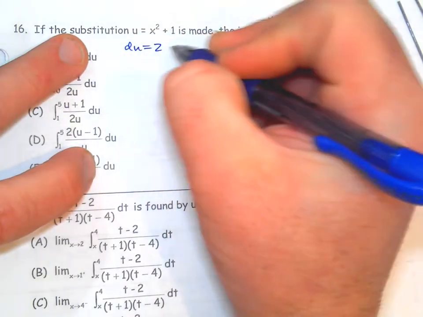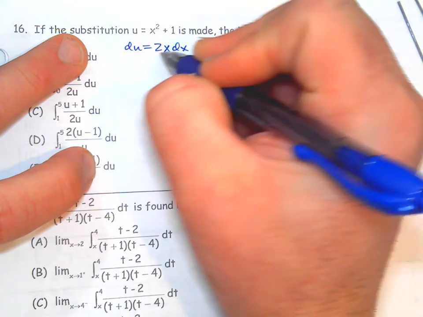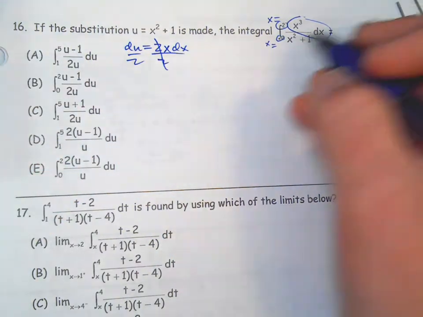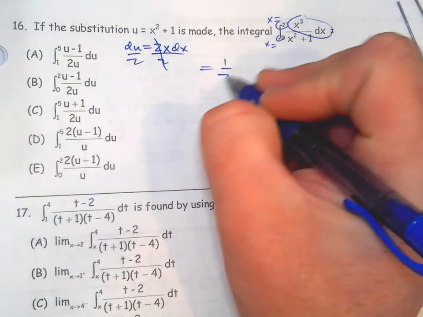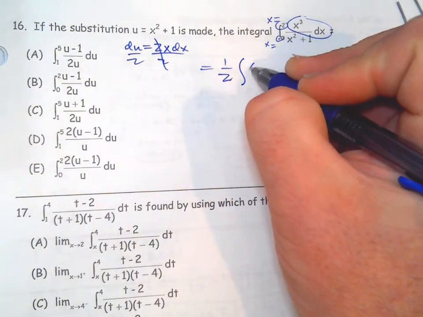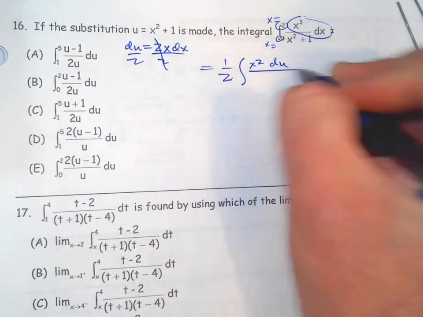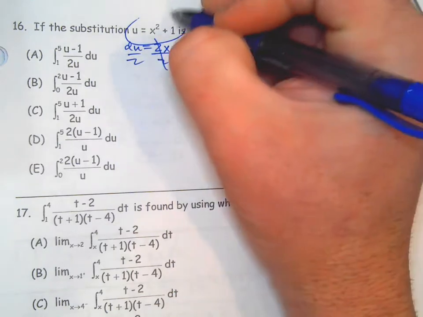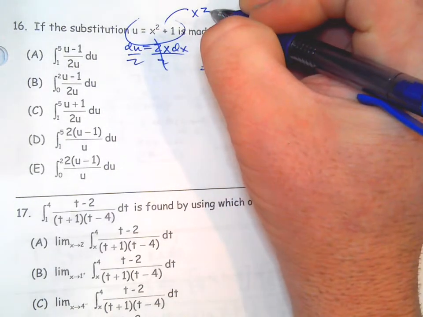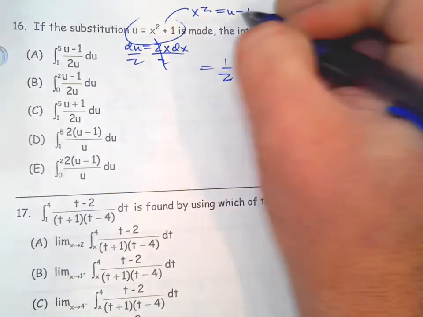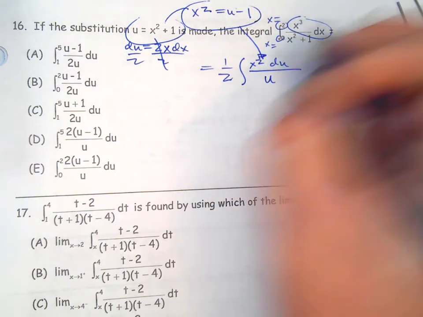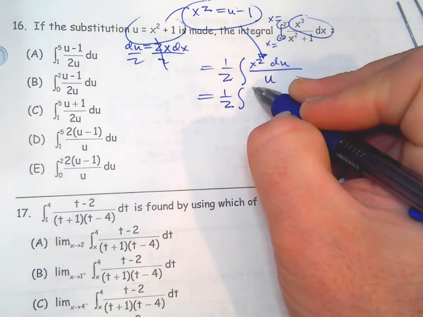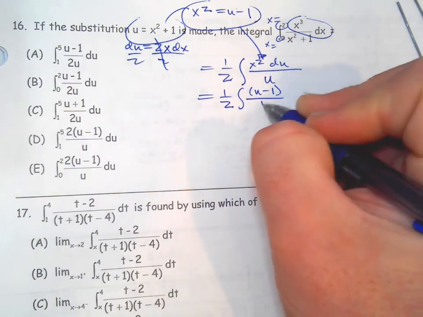So du equals 2x dx. Probably don't want the 2. Now this one's a little more complicated because you get 1/2, and you're still going to have an x squared on the top left over. So how do we deal with that? That's something we've done before. If u equals x squared plus 1, then x squared equals u minus 1. We could plug that in for the x squared and still pull it off. So that's going to be u minus 1 over u du.